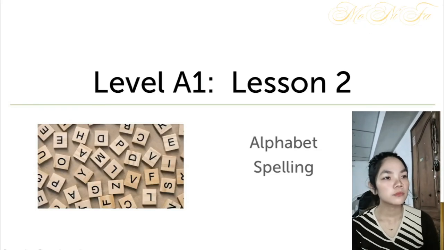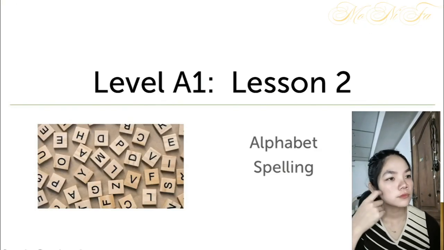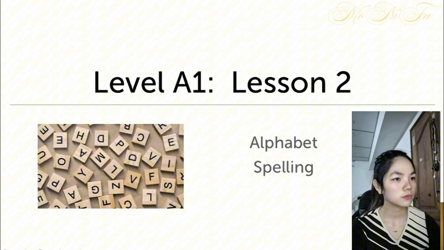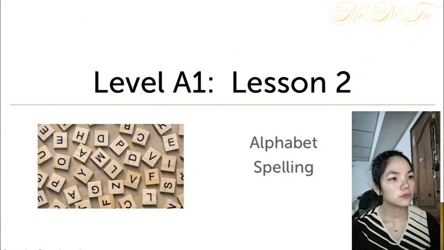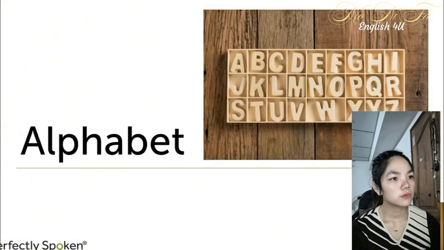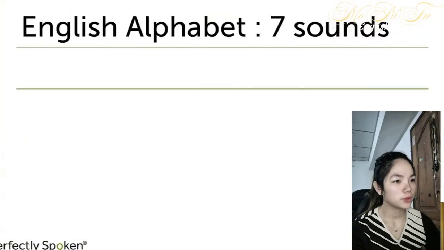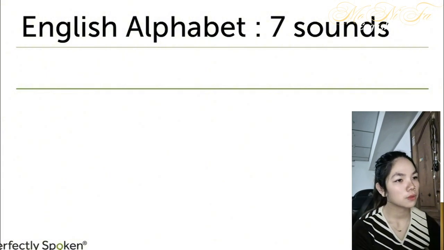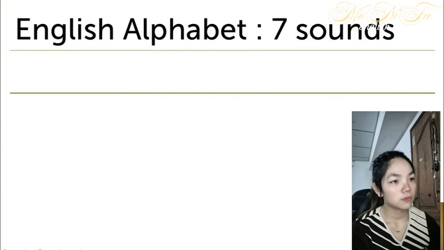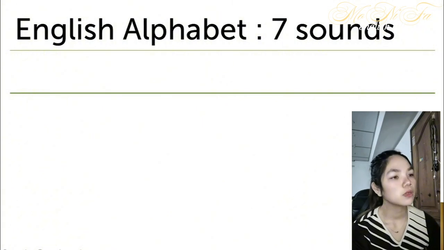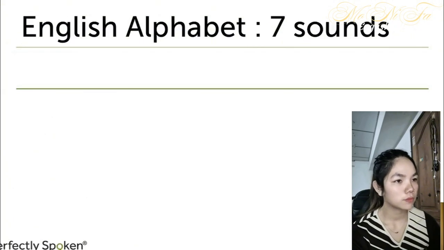Today, this is lesson 2, and we are going to learn the alphabet in English, and we are also going to practice some spelling. So first, let's look at the alphabet. In English, there are 7 important sounds you need to learn. So I want you to listen and to practice, repeat the sounds after me.